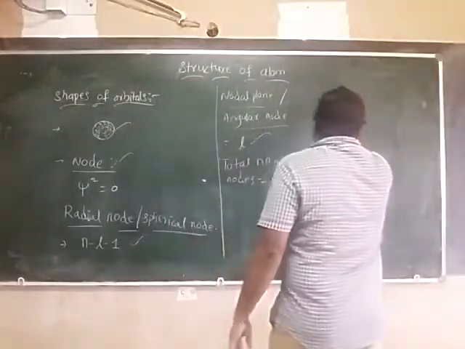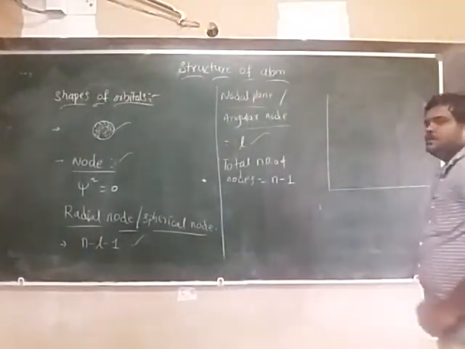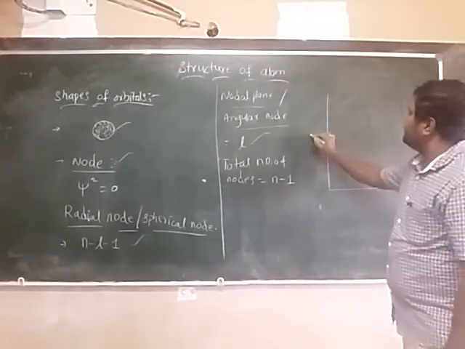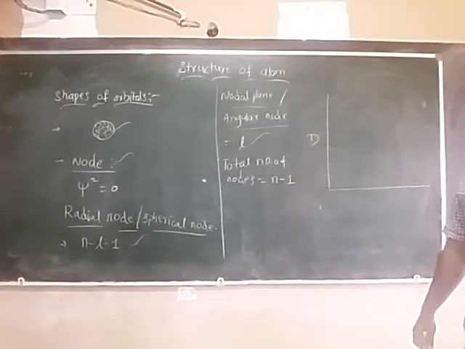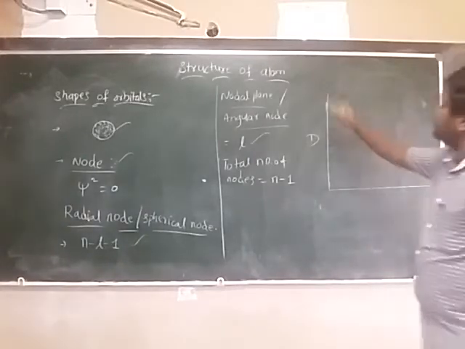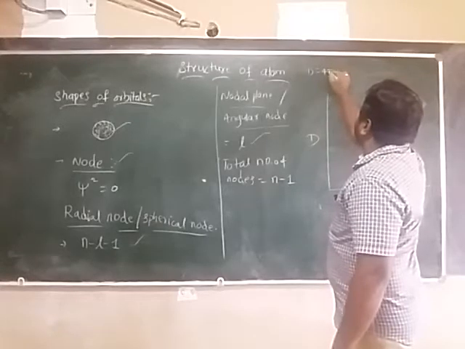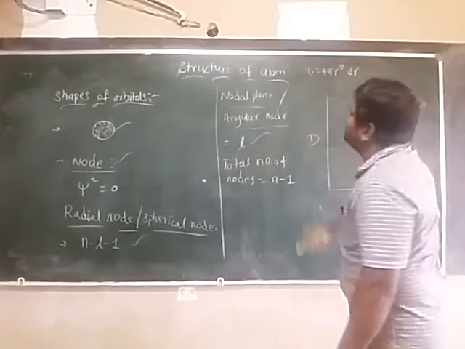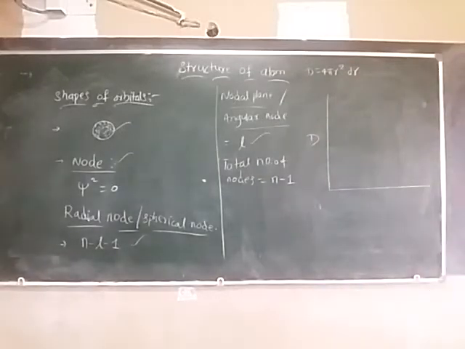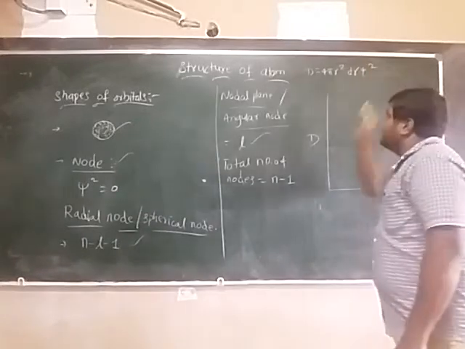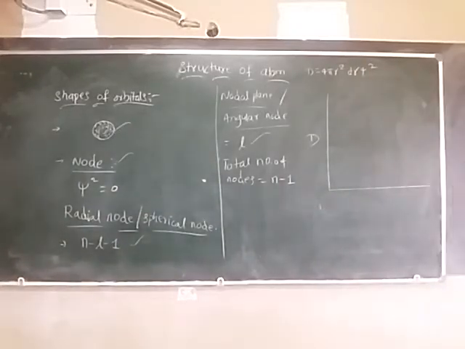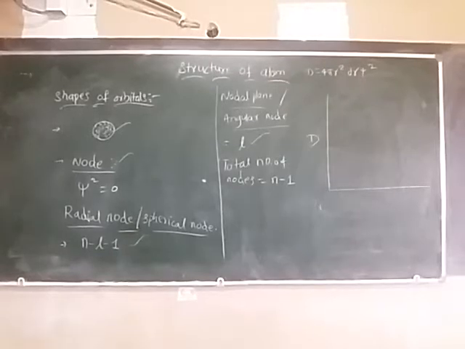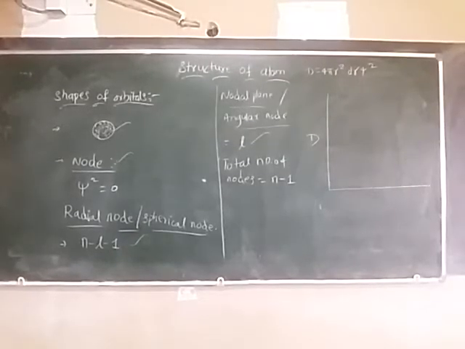We can obtain the nodes by drawing graphs of the radial probability, that is D. D is equal to 4 pi r square dr psi square. This is our radial probability.